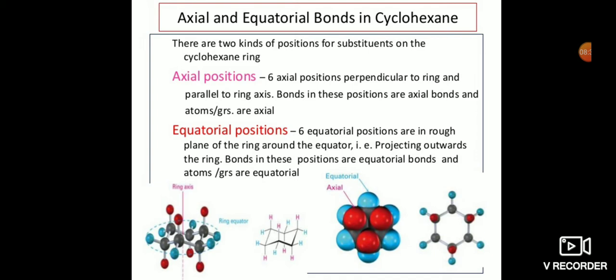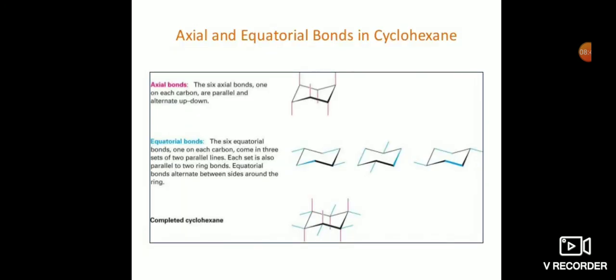Now we see the next slide. Axial and equatorial bonds in cyclohexane. We will discuss it in detail. First was about equatorial position and axial position. Now especially we are discussing about this axial and equatorial bonds in cyclohexane.